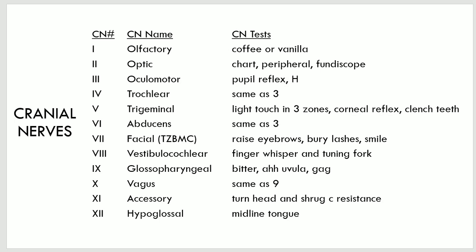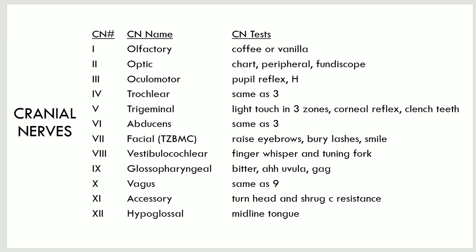Number 10, our vagus nerve. That one, the test is going to be the same as number 9. Bitter, uvula, and gag reflex. Number 11, our accessory nerve. This one, shrug, resistance, and turn head. So the doctor's going to put their hands on your shoulders and see how strong you are at resisting them if they're pushing down on your shoulders. And then same with hands on face and making you turn your head. They're testing the strength of your motor response. So how strong you are at resisting them when they're pushing against you.